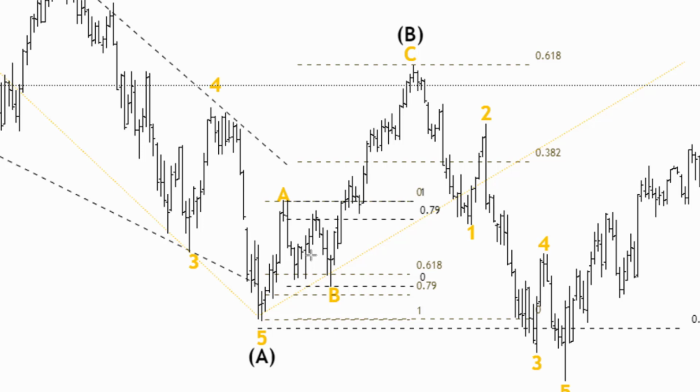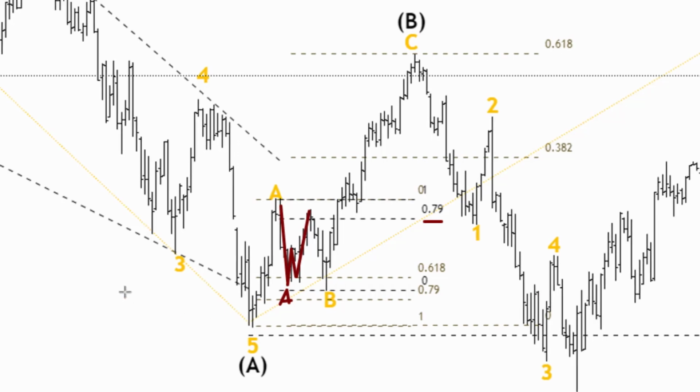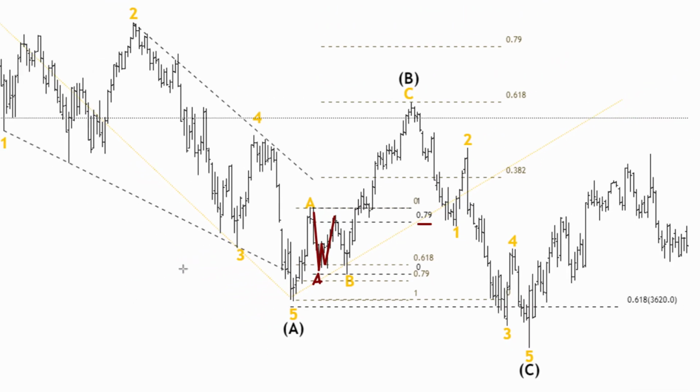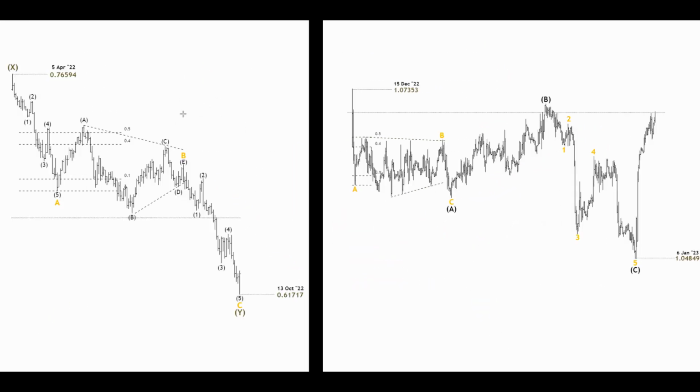We can notice here that the bigger wave B was also a zigzag. So it retraced deeply of wave A, and it got to the level that represents 79% of the size of wave A. So in conclusion, when we have a zigzag pattern as a wave B of a zigzag, we expect a deep retracement. Let's see another example.